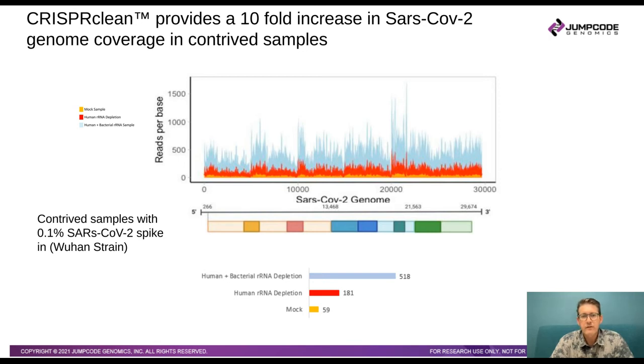But when we use the Jumpcode CRISPR-Clean Plus kit, you can see that we have an enormous increase in coverage over the COVID genome, a tenfold increase in SARS-CoV-2 genome coverage in this contrived sample, and thus simply an increase in sensitivity of detection of the COVID genome, and also an increase in base pair coverage of the COVID genome, which allows one to call variants in the genome and thus to perform strain typing.